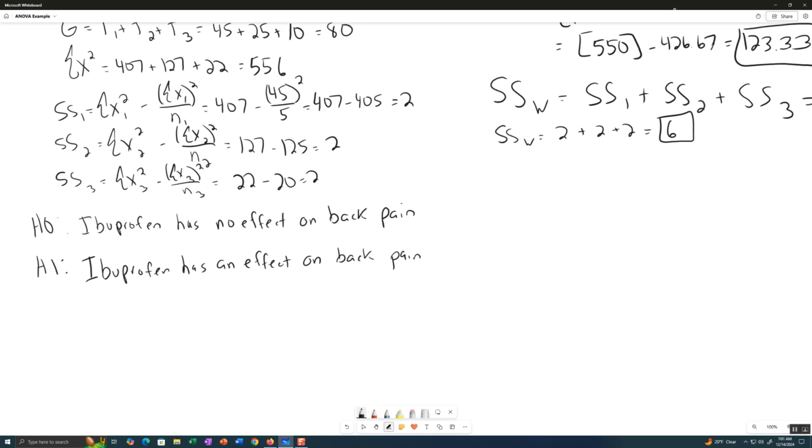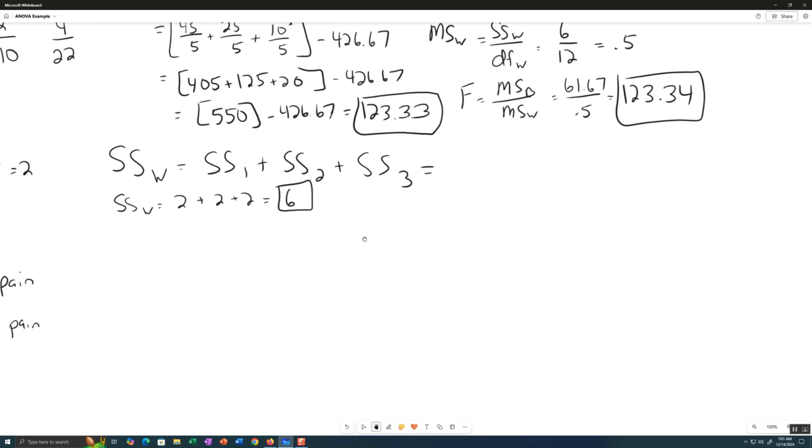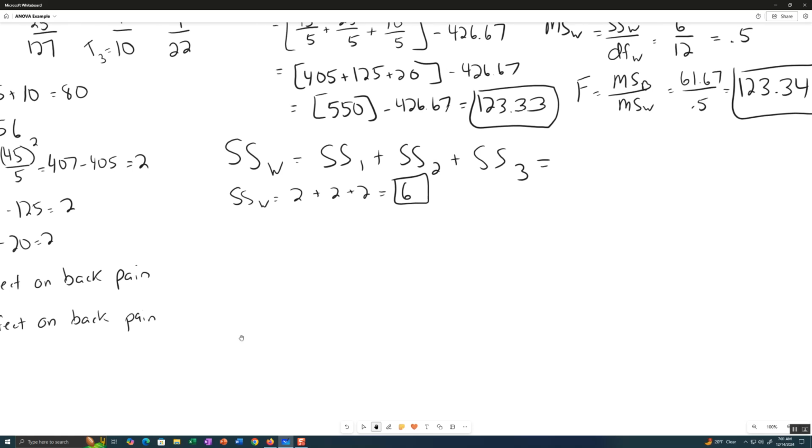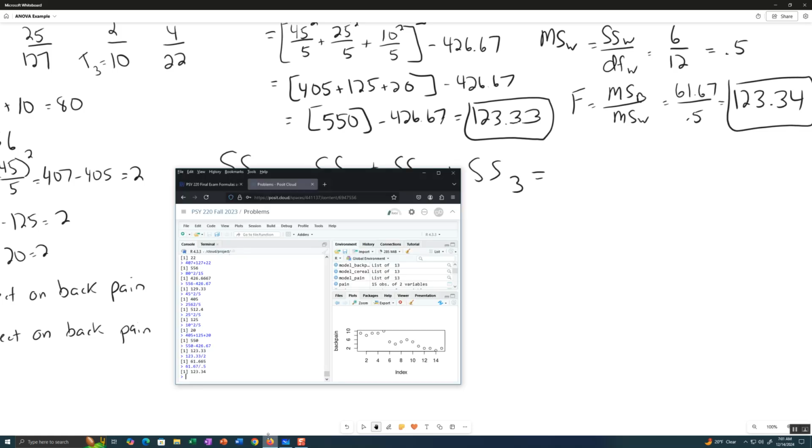So based on this huge value, which is, I mean, it's crazy. This F ratio is just massive. 123.34 F ratio? I mean, that is just huge. That's so huge, I'm going to actually run it again to make sure that it's accurate. I'm just running it to check the validity.